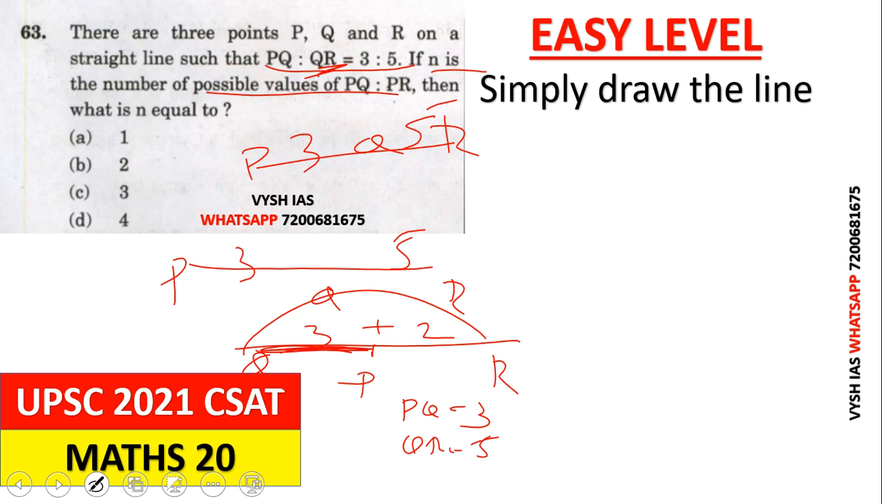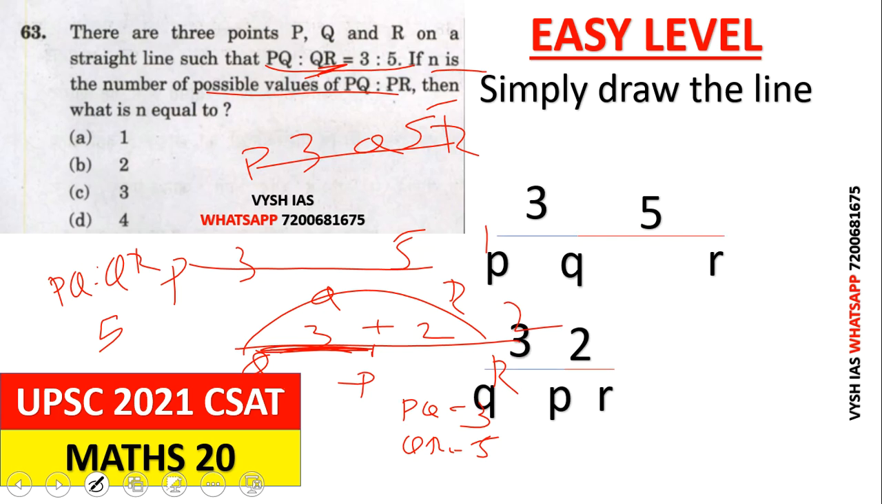Then also PQ is to QR is 5. So what are the number of possible values? Okay, they're asking. So this is one possibility, this is two possibility. The answer is 2. They're asking how many possible combinations are possible for PQ is to PR, and that is 2. Meaning how many times you can draw.